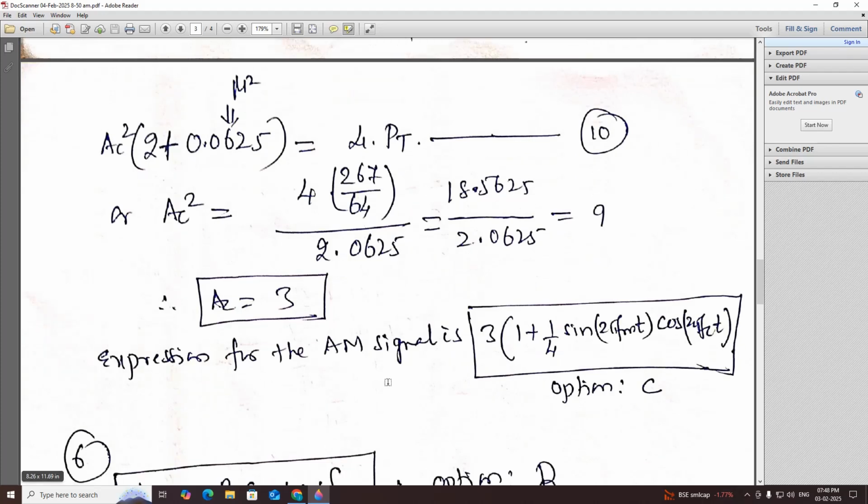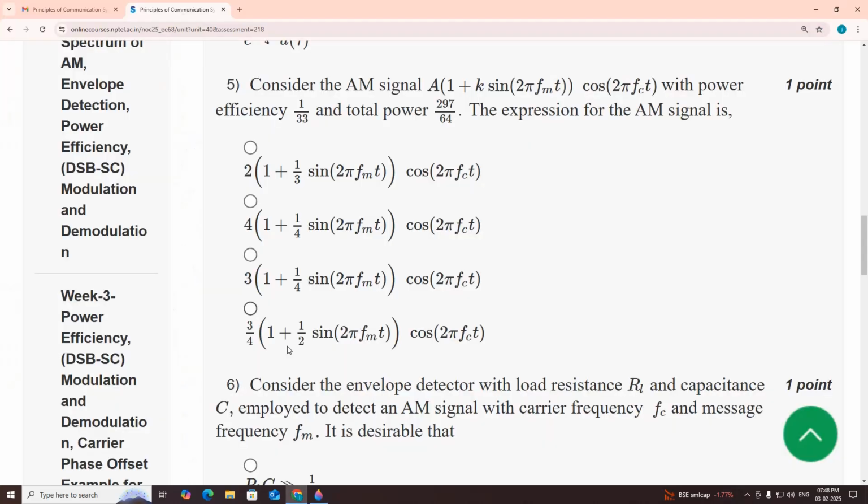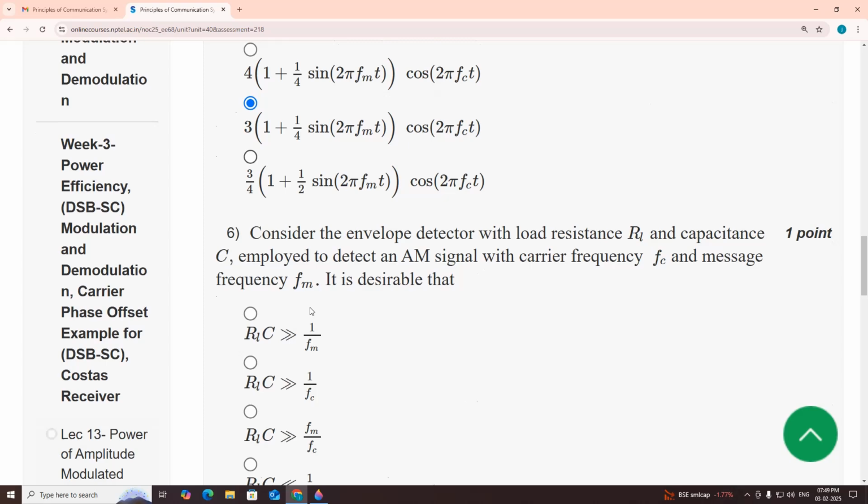Therefore the expression for the AM signal is, with AC equal to A equal to 3, 3 into bracket 1 plus 1 by 4 sin 2 pi fm t cos 2 pi fc t. This is option C. So the mu value is 1 by 4, the A value is 3, and K is nothing but the mu value, which is equal to 1 by 4.